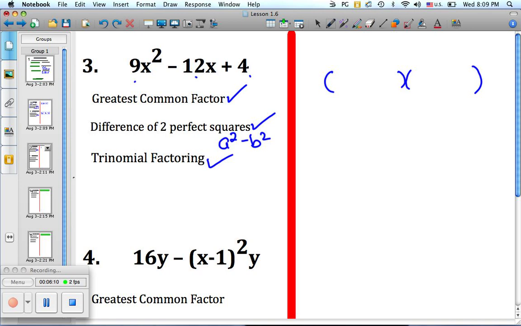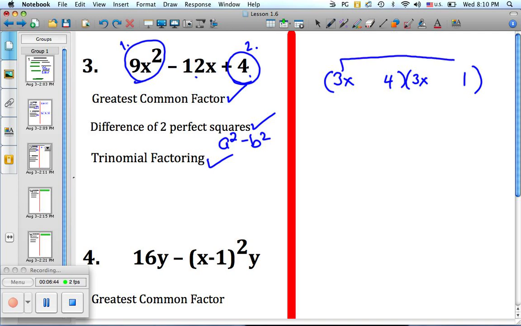So the first thing I do is 9x squared. Give me two things that multiply together to get you 9x squared. 3x and 3x. Give me two things that multiply together to get you 4. Well, you've got two choices there. It can be 2 times 2, it can be 4 times 1. We don't know which one it is, so let's try 4 and 1.